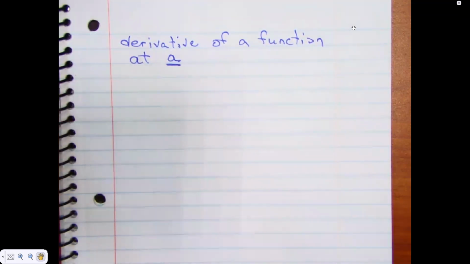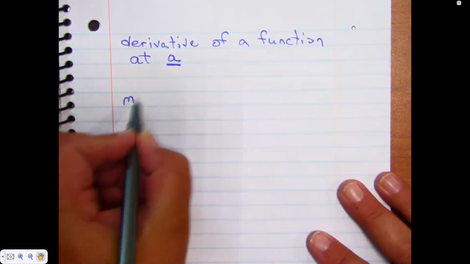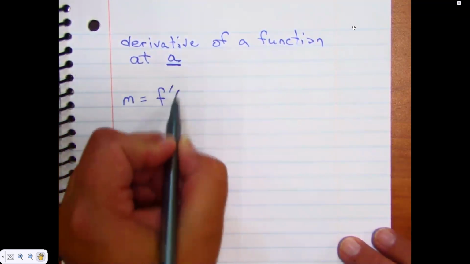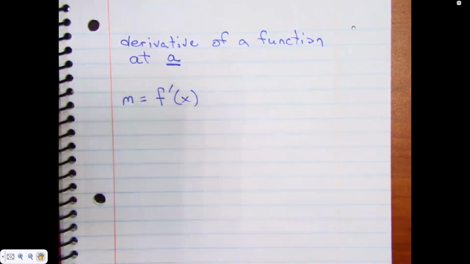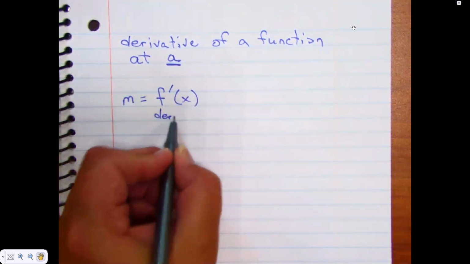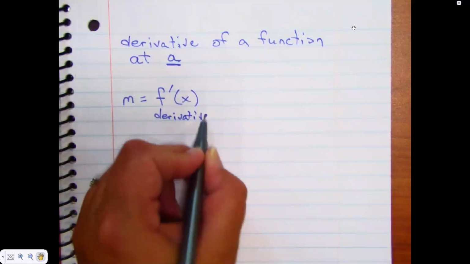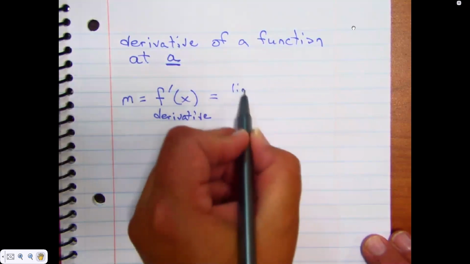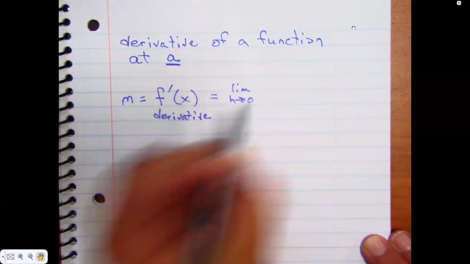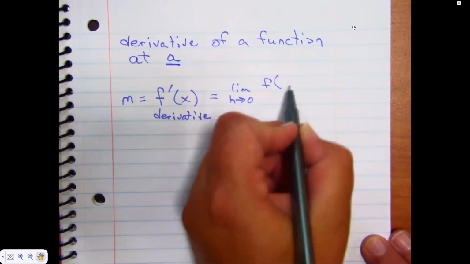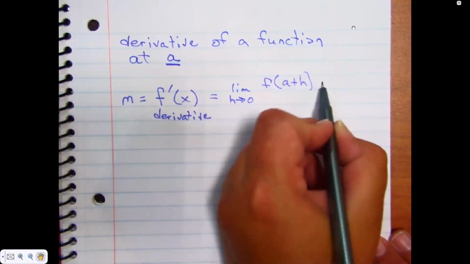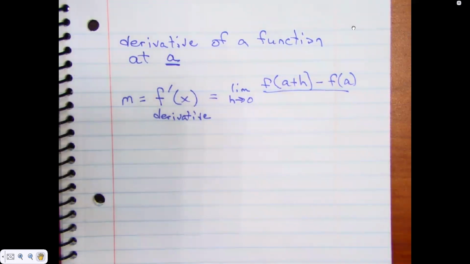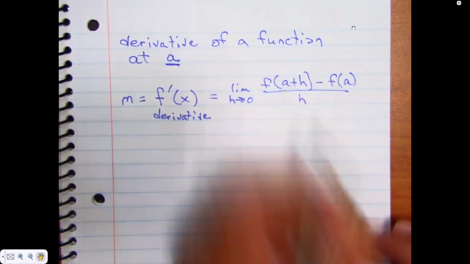And this is the notation. So far we've been doing m, but the notation for derivative is f prime of x. That is derivative. And that's equal to, it won't hurt because we're going to use it a lot, the limit as h approaches 0 of f of a plus h minus f of a, all over h.